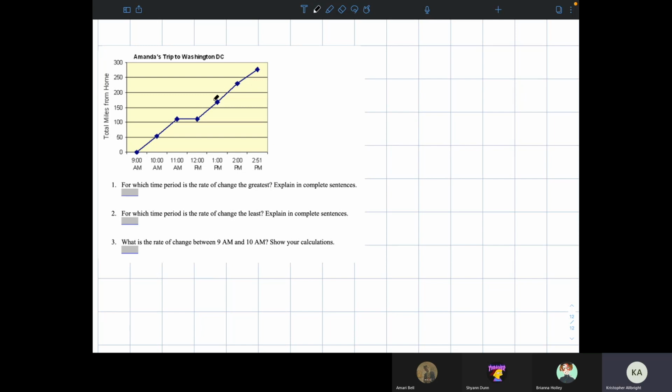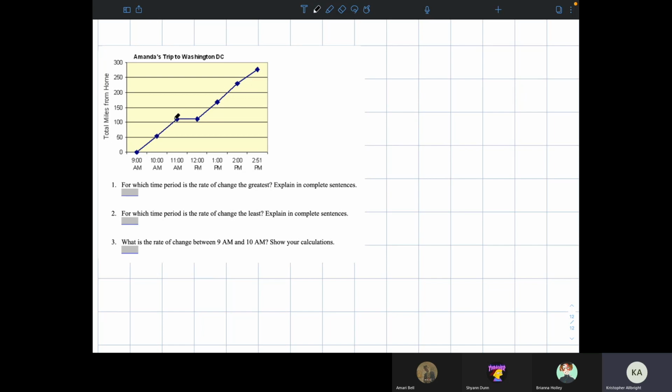But this is the highest rate of change because she is changing the quickest, not necessarily how fast she's moving. So we say, okay, for what time period is rate of change the least? Well, we have several times where it's the least. So it's not changing from here to here. It's not changing from here to here.